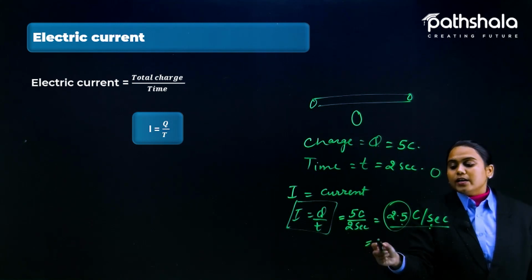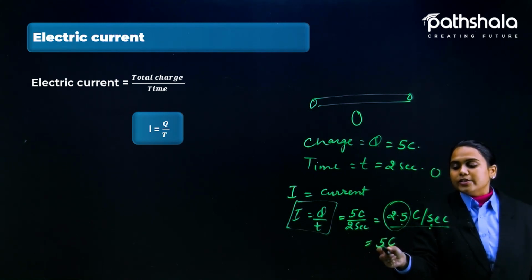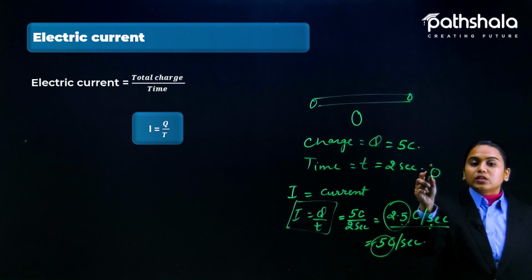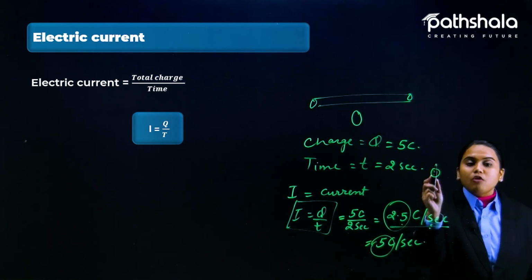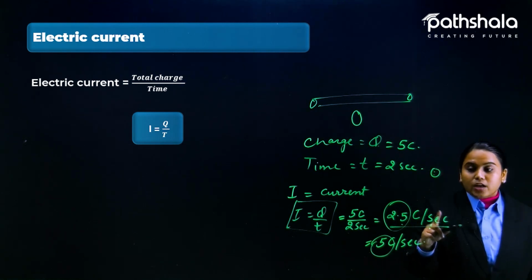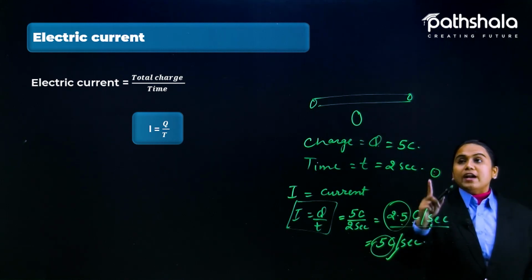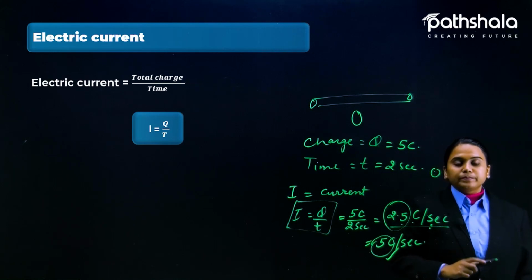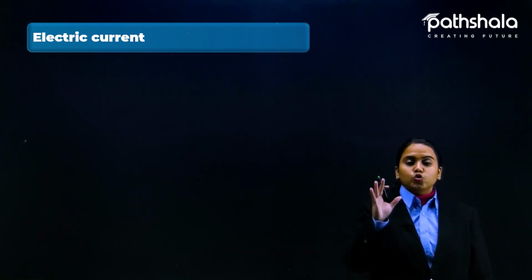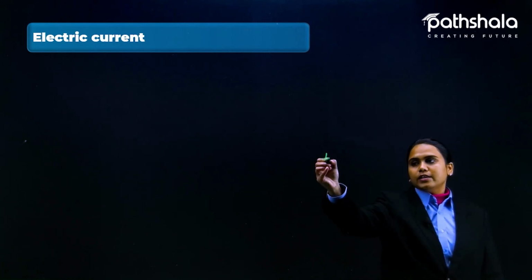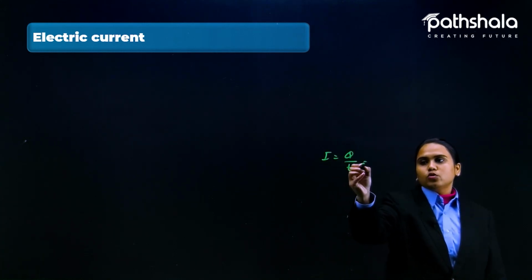Let's suppose we are taking another measurement, 5 coulomb per second. So we can say now that 5 coulomb of charge is passing through this cross section of wire in 1 second. So this current is more and this current is less. That does not depend on the length of wire. So we can say that current is equal to Q by T. So this is coulomb per second.